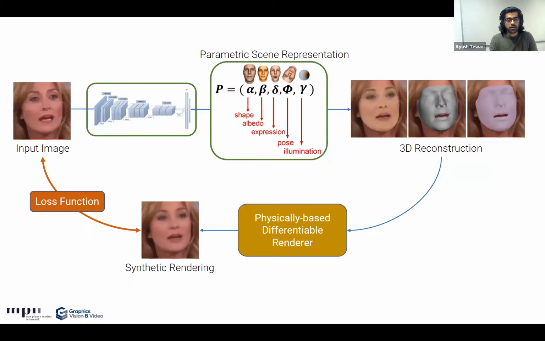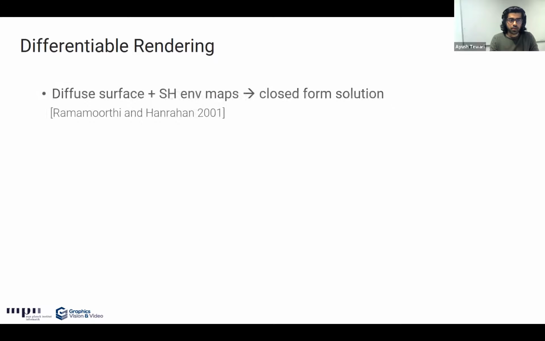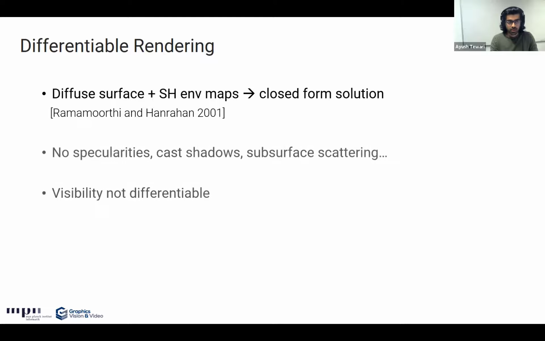Right. So now we can take a deeper look into the renderer we are going to use. So the assumption is that faces are Lambertian surfaces. They're not really Lambertian, but that's the assumption. And the illumination is parameterized with spherical harmonics. And this leads to a nice closed form solution of the radiance, which is great. It's differentiable and it's efficient. This does mean that we cannot account for specularities, cast shadows, any indirect effects.